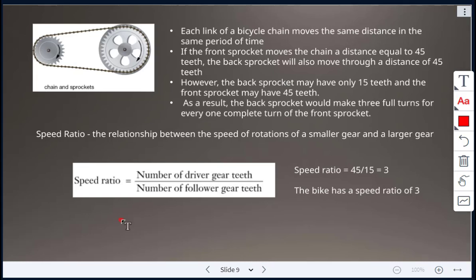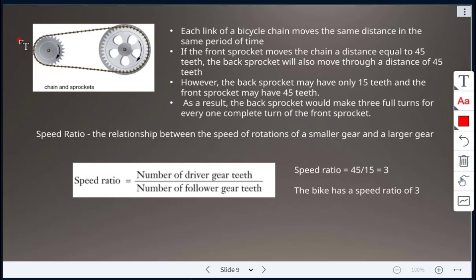Next we're going to look at speed ratio. It's a calculation. First, each link of a bicycle chain moves the same distance in the same period of time. So basically, if the front sprocket moves a chain equal to 45 teeth, the back sprocket is also going to move a distance of 45 teeth. However, look at the sizes and the numbers of teeth. The back sprocket may have only 15 teeth. The front sprocket may have 45 teeth.